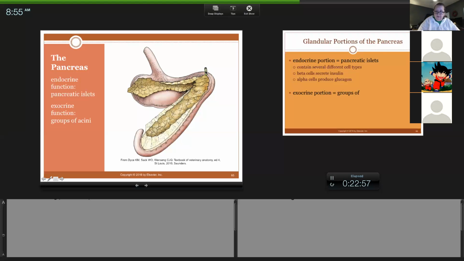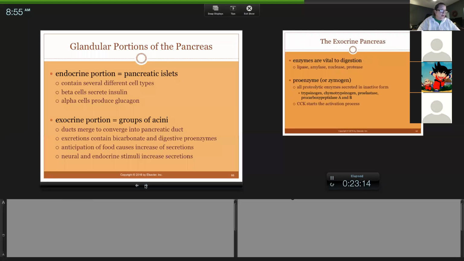This little green thing here is the bile duct. Right now the other organs are removed, but the bile duct comes in here to the duodenum. Underneath here, there is a duct that takes digestive enzymes to the duodenum. Now, the endocrine portion of our pancreas has different cells, but the ones you need to know: beta cells secrete insulin and alpha cells produce glucagon. Both insulin and glucagon keep our glucose in balance.